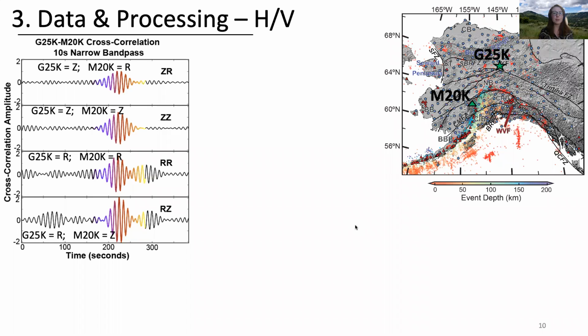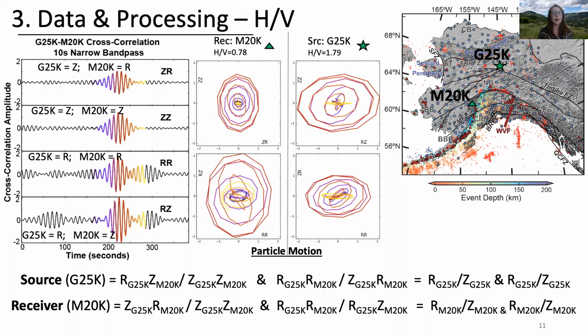Next, we discuss how to procure H/V ratios. Here we show the cross correlations between source G25K in a sedimentary basin in Alaska and receiver M20K in the Alaskan mountain range for the ZR, ZZ, RR, and RZ components. The particle motion of the Rayleigh wave for receiver station M20K and source station G25K are shown on the right, using the data from the left and shaded accordingly.